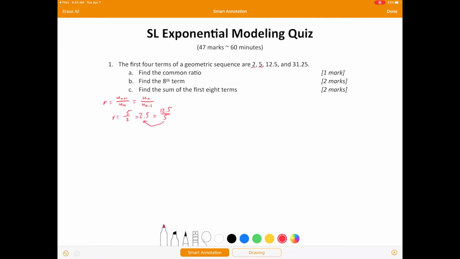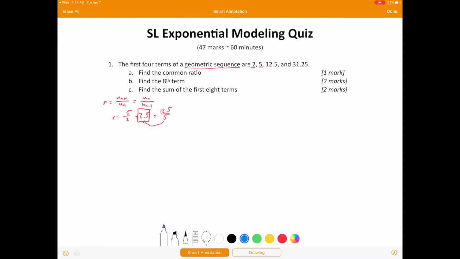So you can show, even if you didn't know it was a geometric sequence, they did tell you it was, but even if you didn't know, you could show that it was by doing each one of those, 5 divided by 2, 12.5 divided by 5, and so on and so forth. So we've got our common ratio, which is 2.5. The question now asks you to find the eighth term.